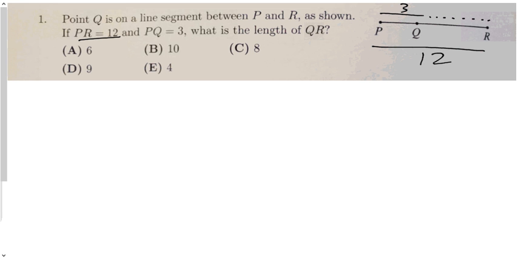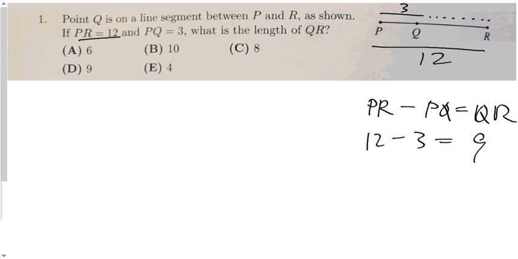Well, this is a pretty easy one. If I think of it, PR minus PQ equals QR, so 12 minus 3 is 9, the length of QR.